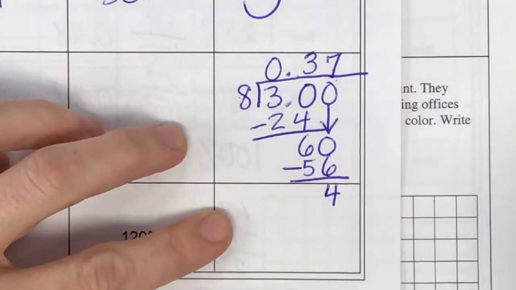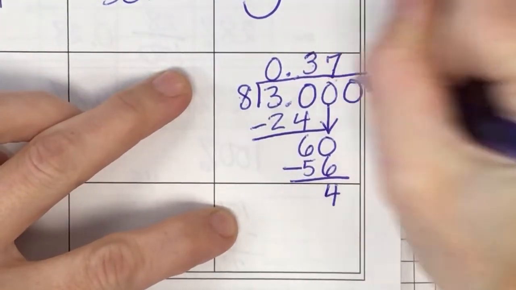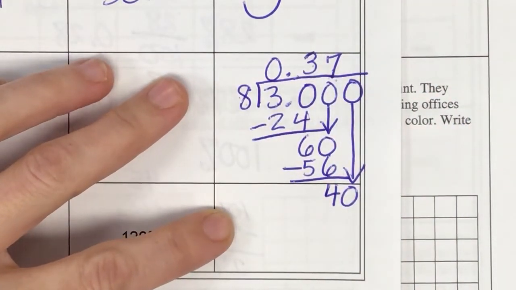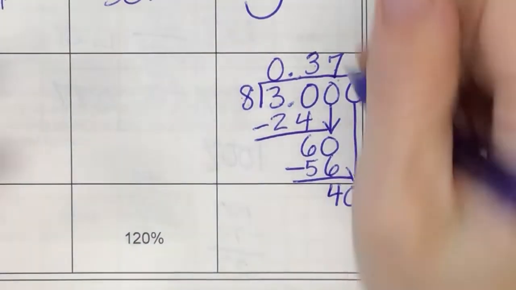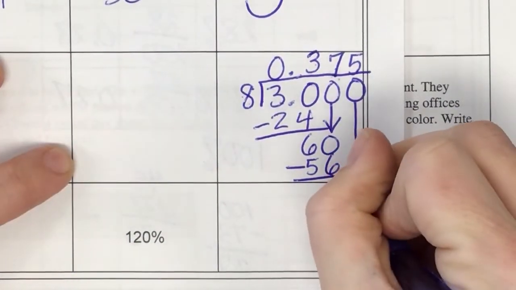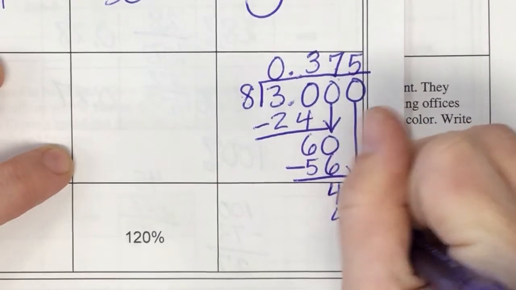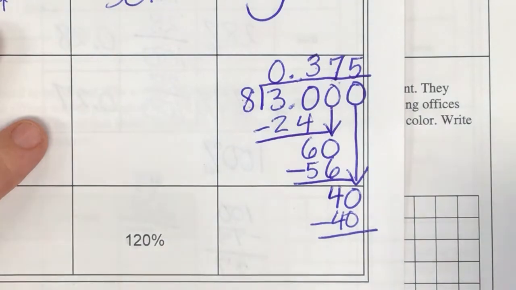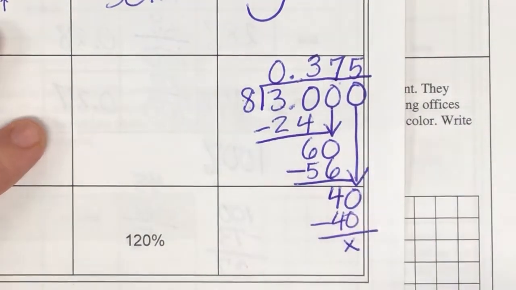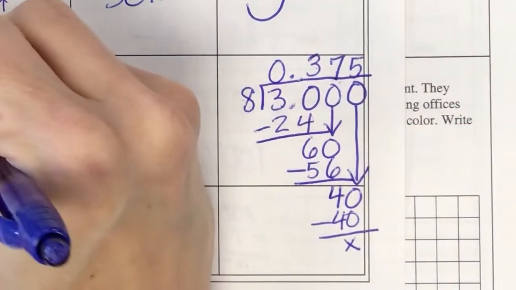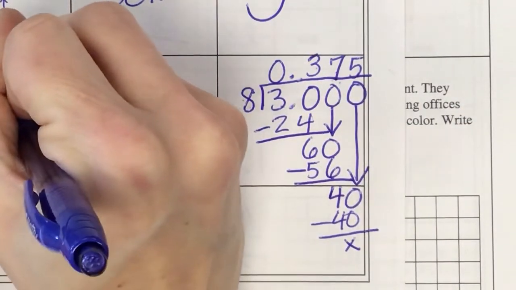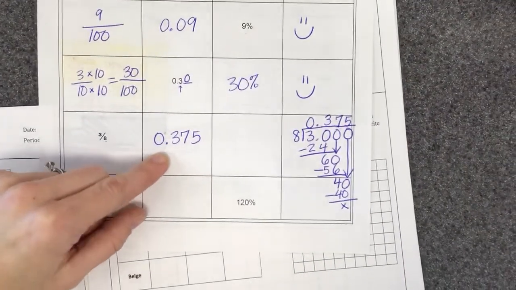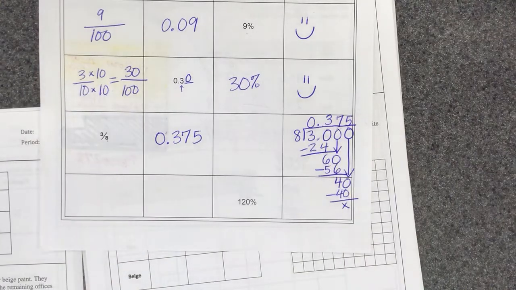Now, let's put a 0. We're going to drop the next water balloon. How many times can 8 go into 40? 5. Great. Put the 5. And 5 times 8 is 40. So this terminates. That means it ends. It's 0.375, or 375 thousandths.